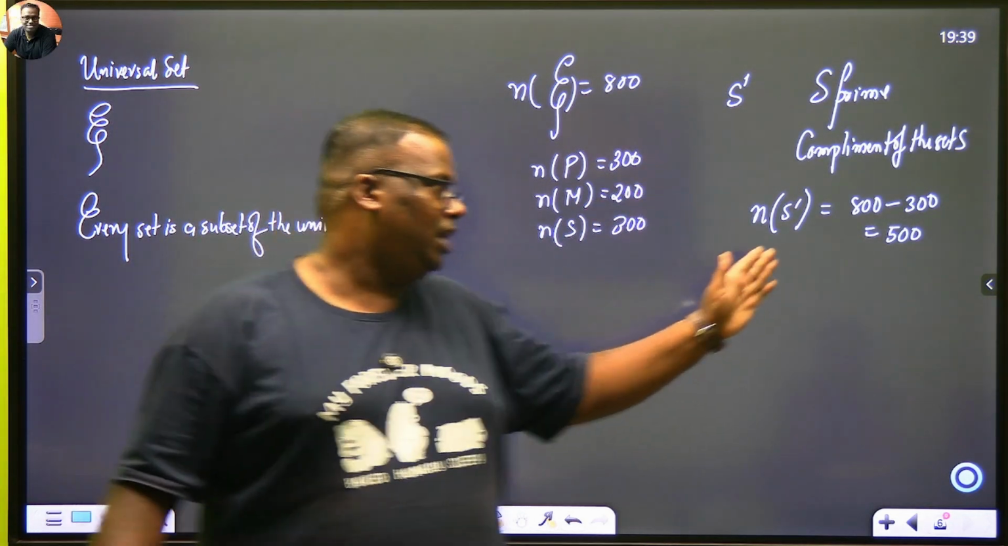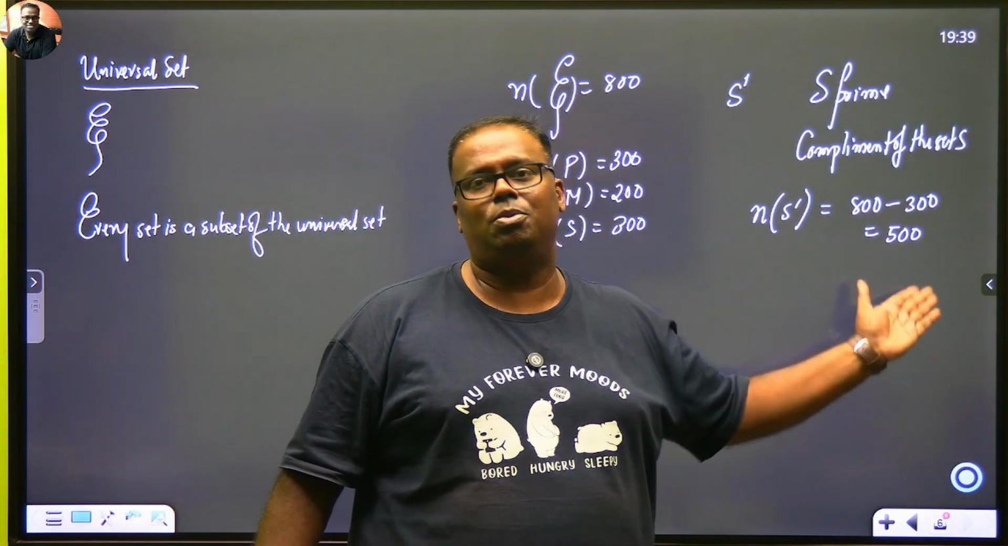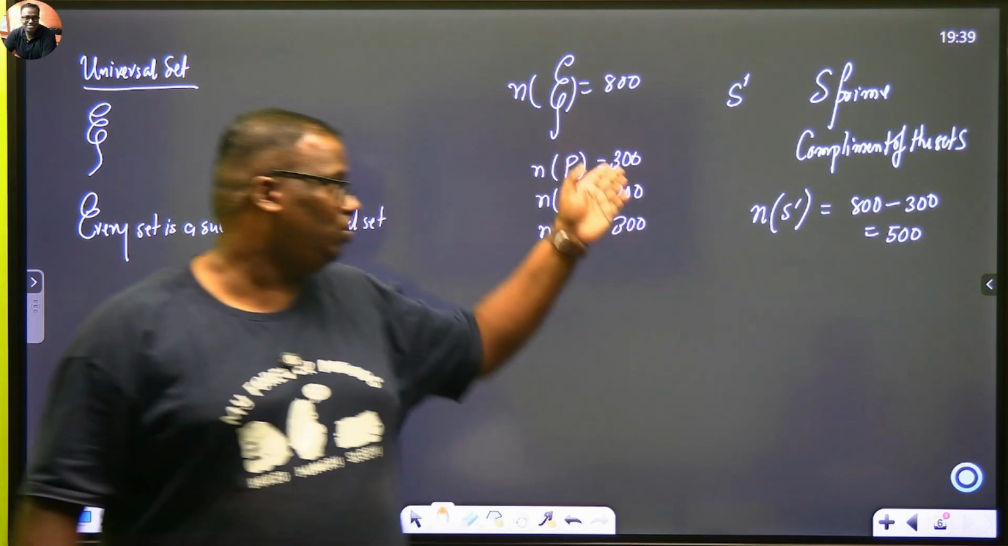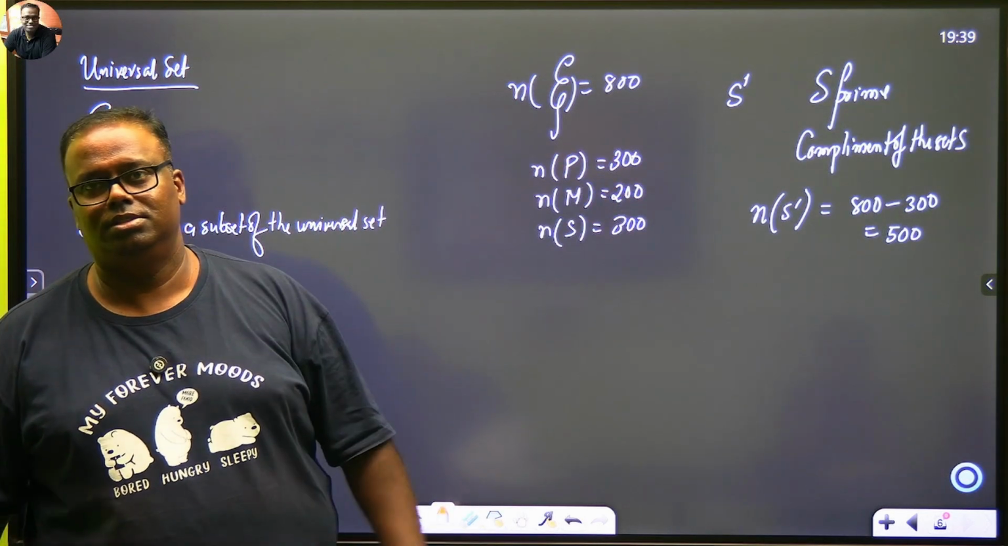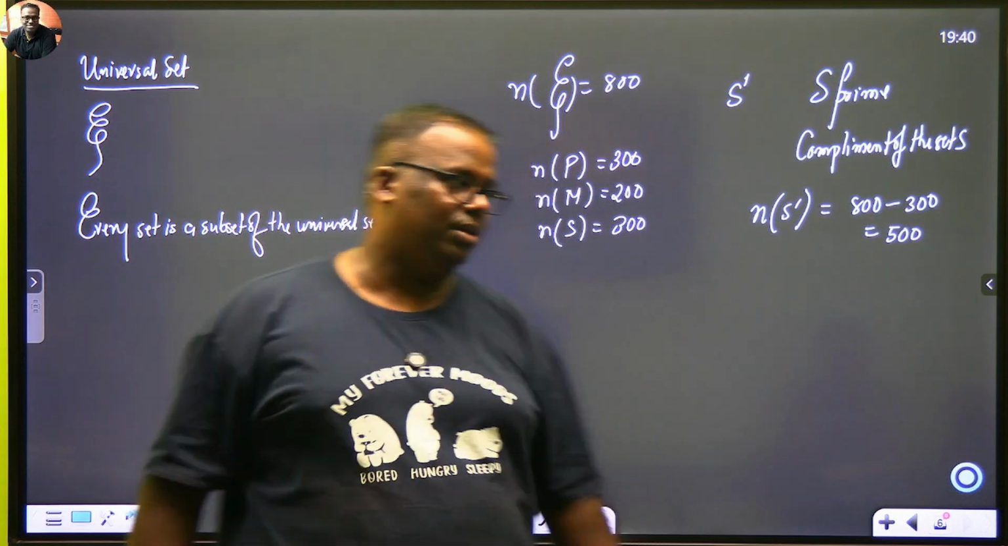Yeah. तो मैंने क्या किया? सबको ले लिया पहले, वहां से S को निकाल दिया, तो जो बाकी बच गया. और आप देखो 500 यही तो होता है, 300, 200, 500 तो होता है. Yeah. ठीक है? Okay.